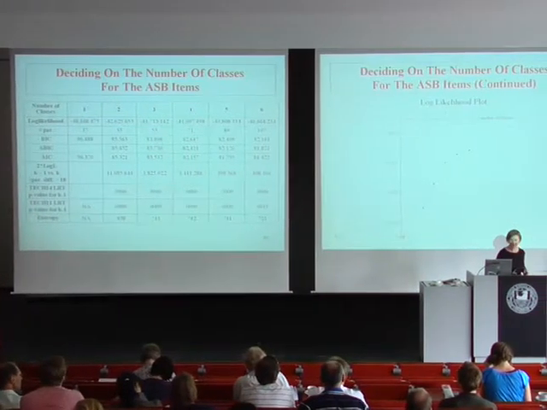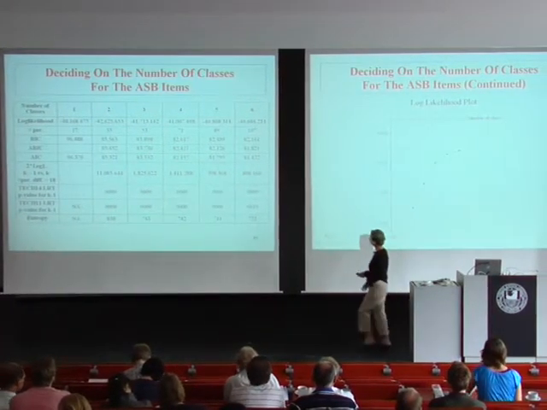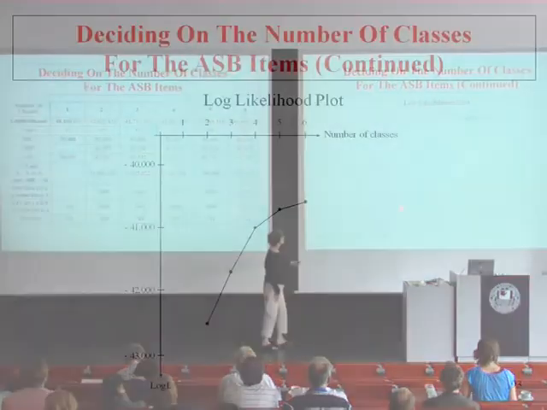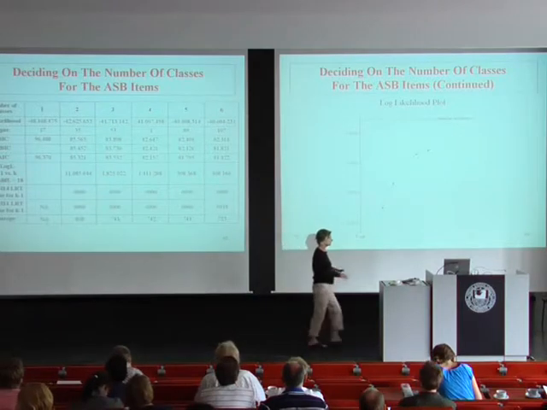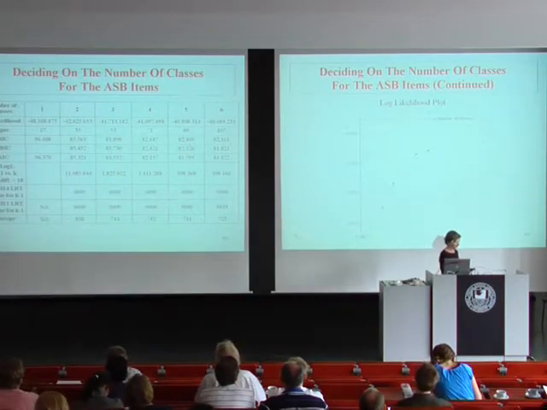But like I told you, sometimes plotting the BIC or plotting the log likelihood can be informative. And here we see that it increases and then it starts leveling out at 5 classes. So that could be an indication that around 5 classes might be a good place to look.